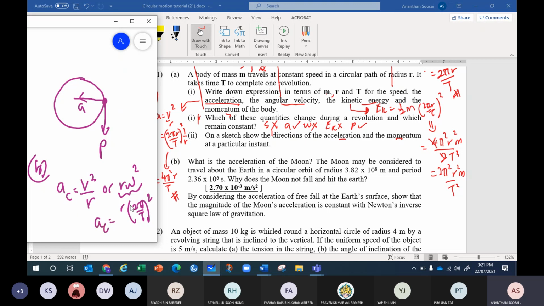Okay, guys, so use this formula. Centripetal acceleration is R omega squared to be used. So R times 2 pi over t, squared. So you should get this answer. Calculate to get the answer. R is 3.82 times 10 to the power 8. 2 pi over period. Period is 2.36 times 10 to the power 6. 2 pi over t, squared. You should get this acceleration, 2.7 times 10 to the power negative 3.